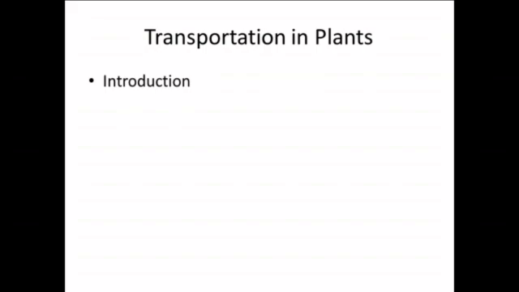As plants do not move, the energy requirement of plants is low as compared to animals, which move from one place to the other.